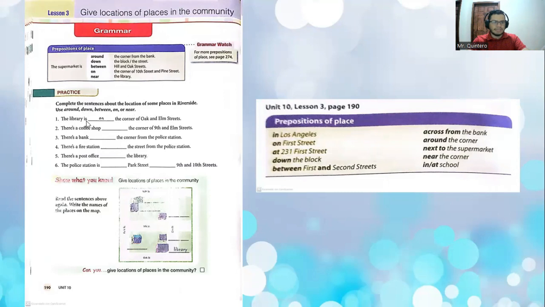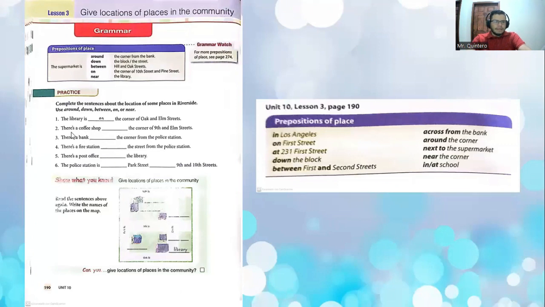Number one, the library is on the corner of Oak and Elm Streets. There's a coffee shop on the corner of 9th and Elm Streets. On. There's a bank. What is the preposition? The corner from the police station. Around the corner from the police station. Around.